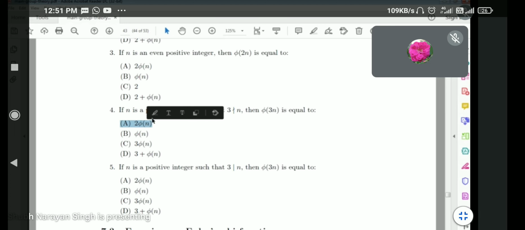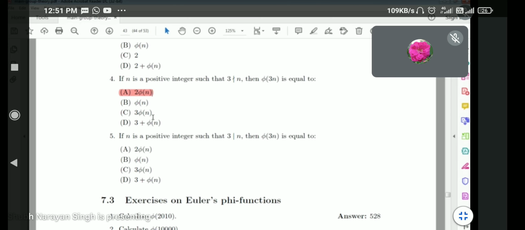Now come to the last question. Suppose n is a positive integer which is divisible by 3. In this case, what is the phi of 3n?